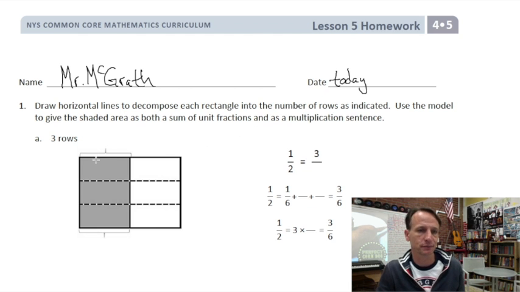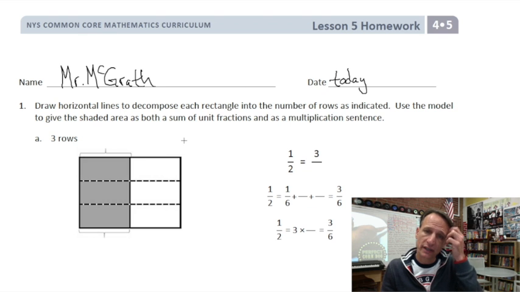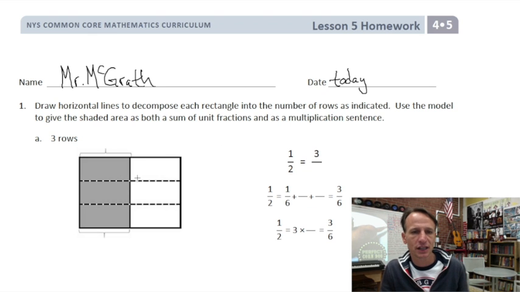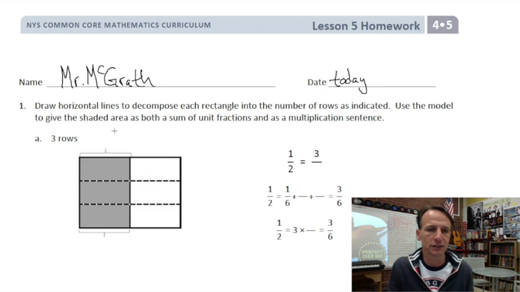Our instructions: draw horizontal lines, I mean side to side like the horizon, to decompose each rectangle into the number of rows as indicated. And you see this example here. There are 3 rows we're instructed to do. Use the model to give the shaded area as both a sum of unit fractions, that would be like this, where the numerators are 1, that's what we mean by unit fractions, and, as here, as a multiplication sentence. So most of A here is done for you, so you can see it as an example.